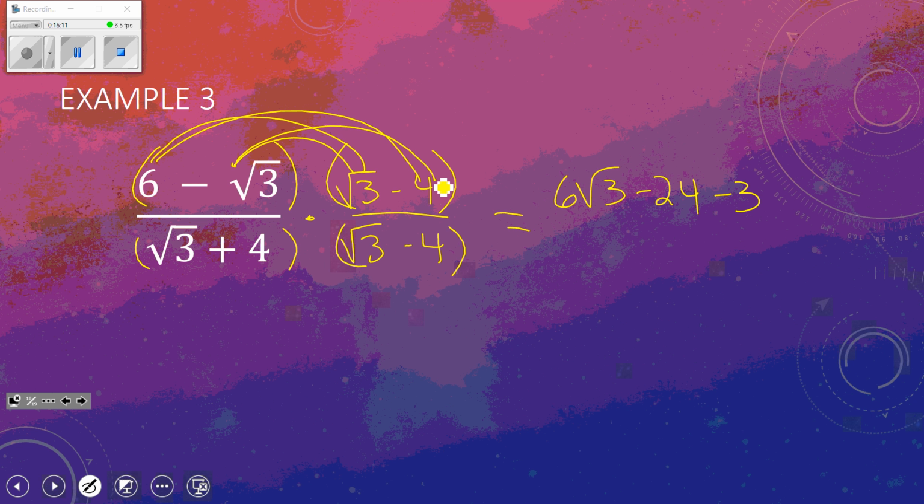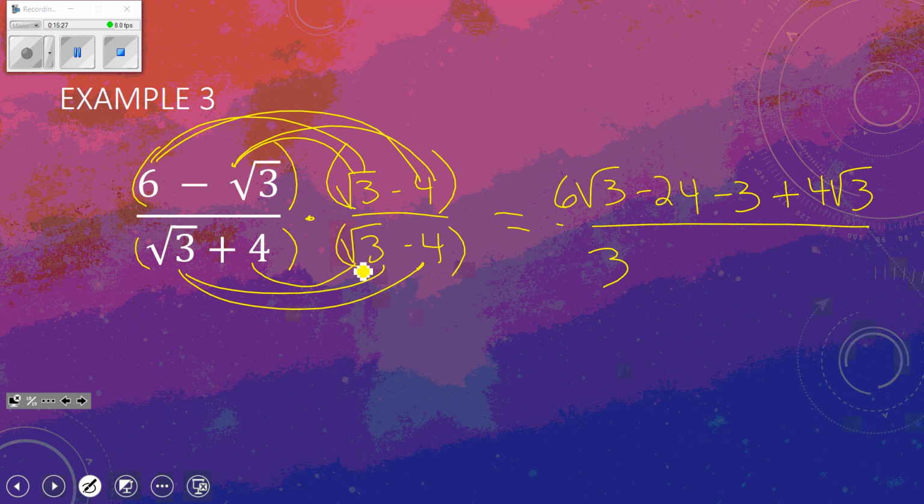Negative square root of 3 times negative 4 is positive 4 times square root of 3. Over square root of 3 times square root of 3 is 3. We know the outer and the inner cancel. And then the last, 4 times negative 4, is negative 16. How many have it so far? Getting better. Very good. So let's combine like terms.